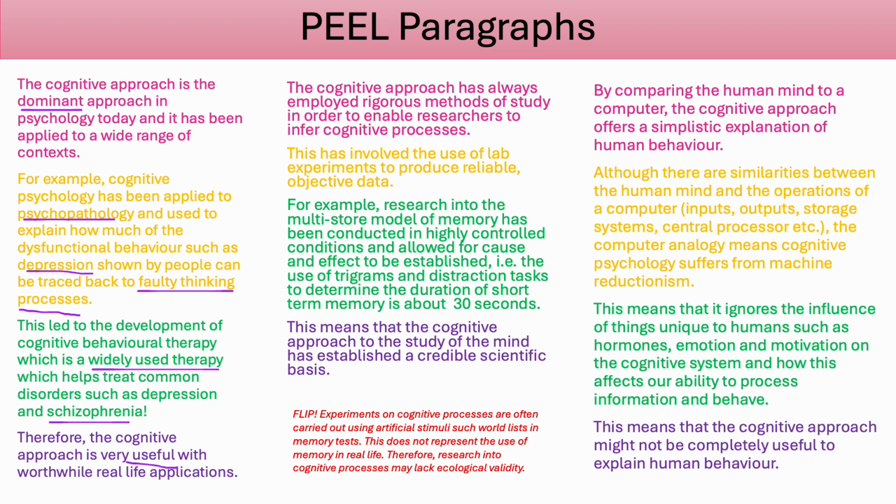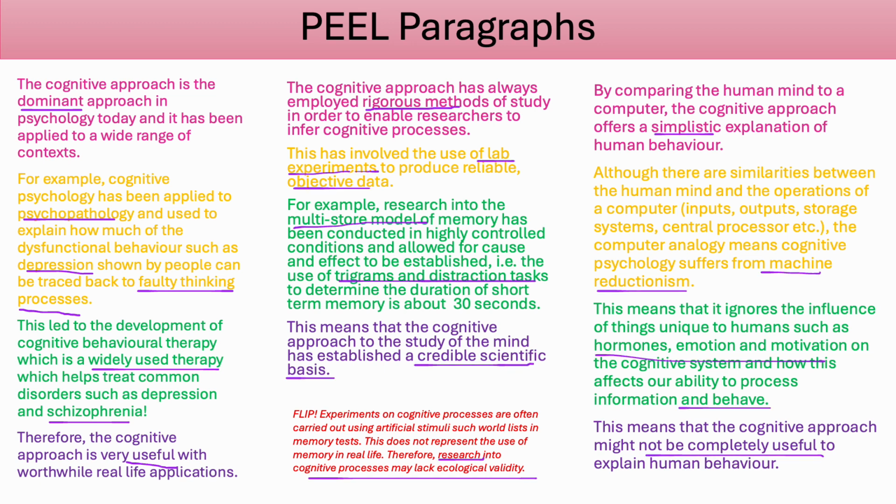So I'm just going to go through and underline the key points from both of those PEEL paragraphs and conclude the video. So there you can see the key elements that you should be including in a PEEL paragraph for the cognitive approach, with rigorous methods, lab experiments, trigrams and distraction tasks, scientific basis, but lack of ecological validity. Then when arguing it's simplistic, you need to refer to machine reductionism, you need to refer to the ignorance on hormones, emotion and motivation, and refer to it not being a completely useful explanation of human behaviour.